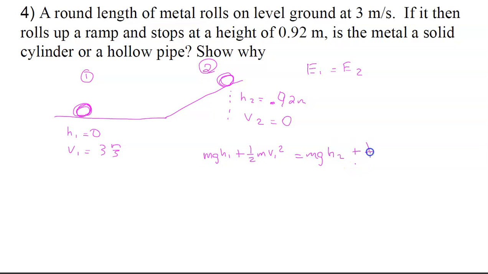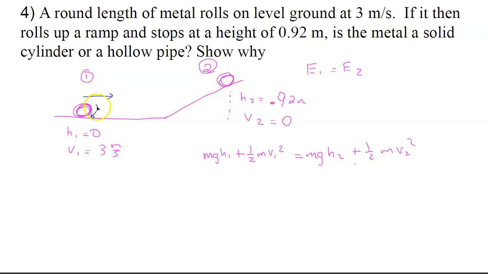mgh2 plus 1/2 mv2 squared. But this one's got one extra little trick to it. That pipe is doing two things at the same time. It is simultaneously moving forward linearly, the center of mass of the pipe is moving to the right, and at the same time the pipe is rotating. I've got two kinds of motion there.